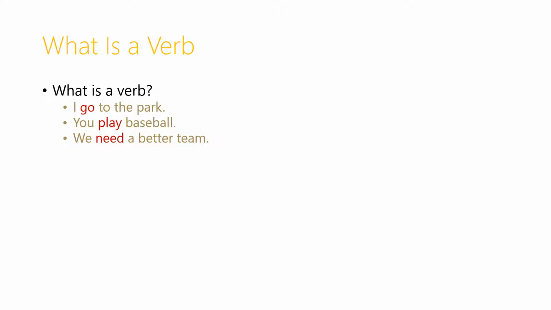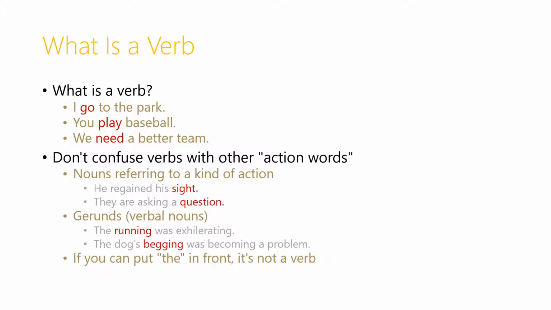I go to the park. Go is a verb. In the sentence, you play baseball, play is a verb. In the sentence, we need a better team, need is a verb. Verbs are the words that provide the main action for a sentence.